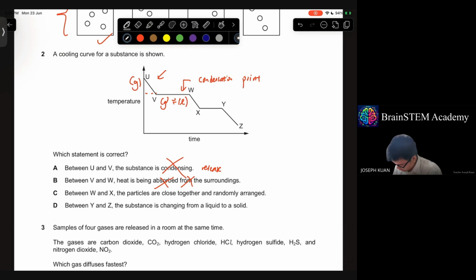The answer here is actually, well, C. Because W and X is where you can find liquid state of the matter. And in liquid state, particles are close together and are randomly arranged. So for D, the mistake is Y to Z, the substance is actually staying as a solid, right? Because that's beyond the freezing point.